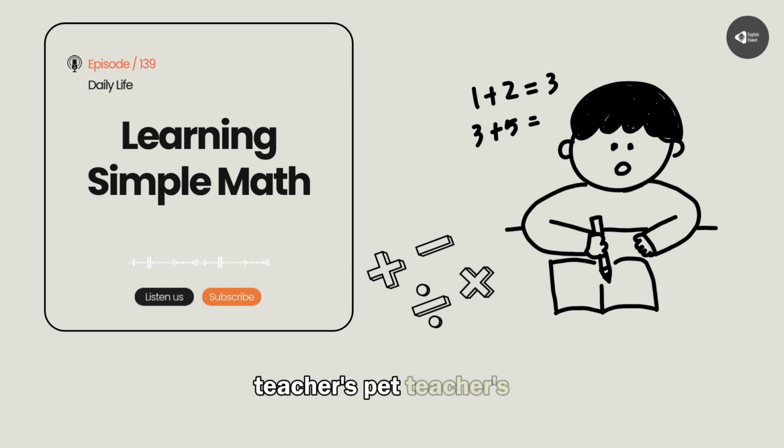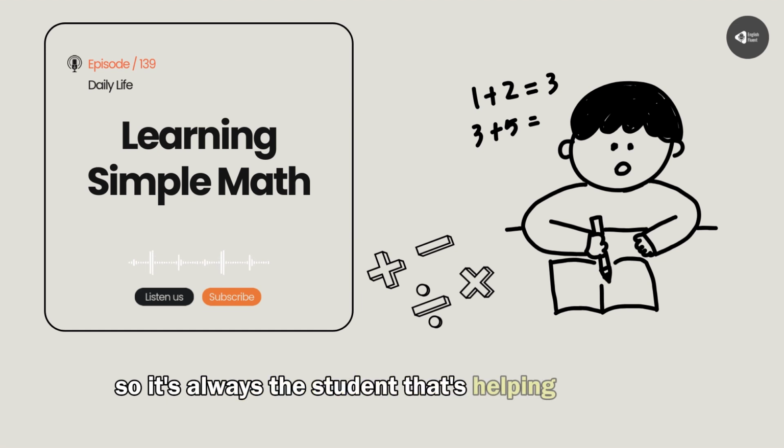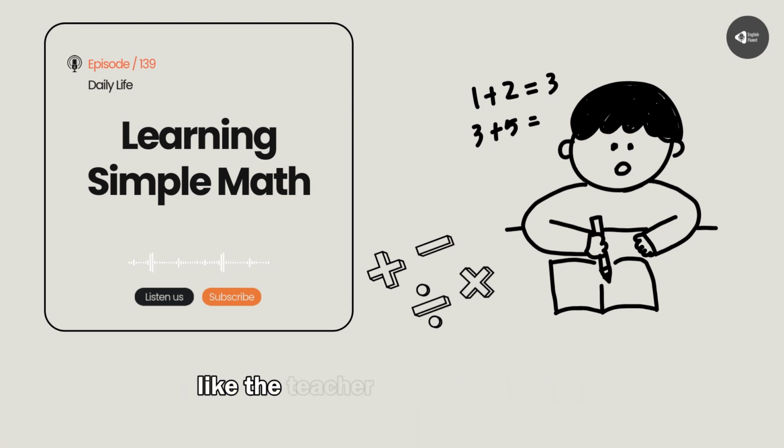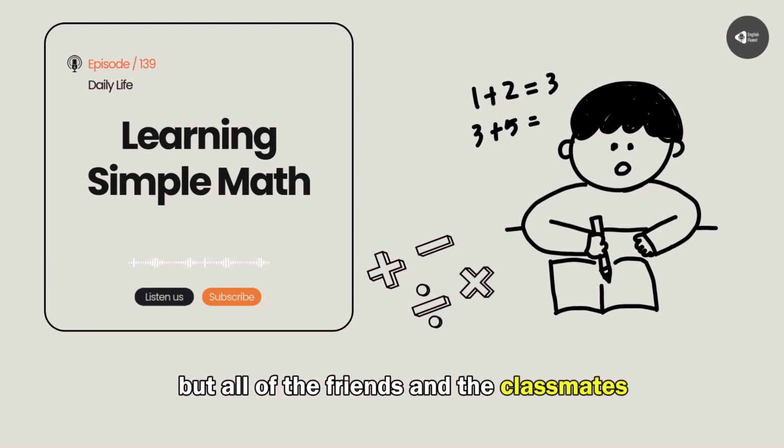Teacher's pet. So, Erica, what exactly is a teacher's pet? It is the favorite student the teacher has in that class. All right, so it's always the student that's helping the teacher. Yeah, the smartest student. And it has a negative meaning in English. I wouldn't say that it's a good thing to be the teacher's pet. Like the teacher thinks it's good, but all of the friends and the classmates, they think it's bad.